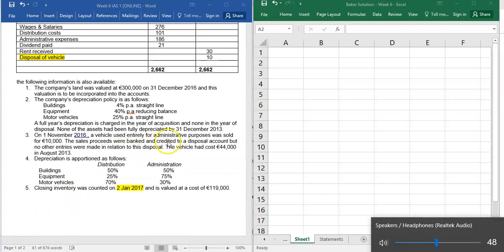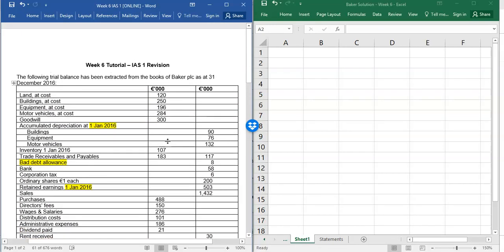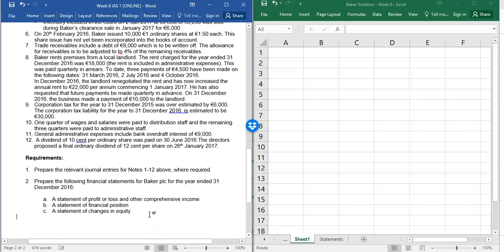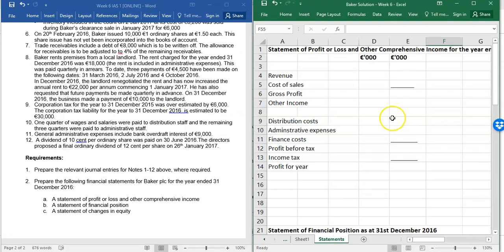Now, before we start our journal entries, I think it's always good practice to leave your first couple of pages for your finished financial statements. Some students even set up the template and have it ready to go. So for example here, this is just in Excel, I've left a different page for my template. It'll always look the same.